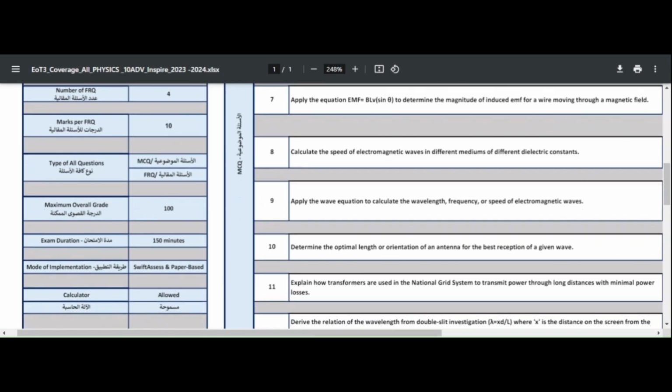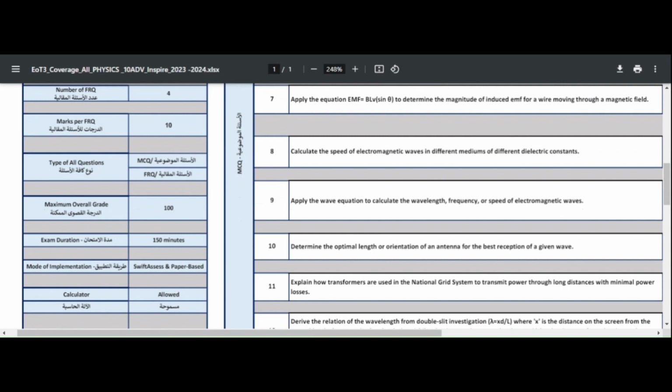Then you have the seventh question, which uses how to calculate the induced EMF. So EMF is equal to BLV sine theta. Theta is the angle between the magnetic field and the length of the wire, and between the magnetic field and the velocity. So that's what we will be using in this. It's a direct application of the equation. So theta is the angle between B and V.